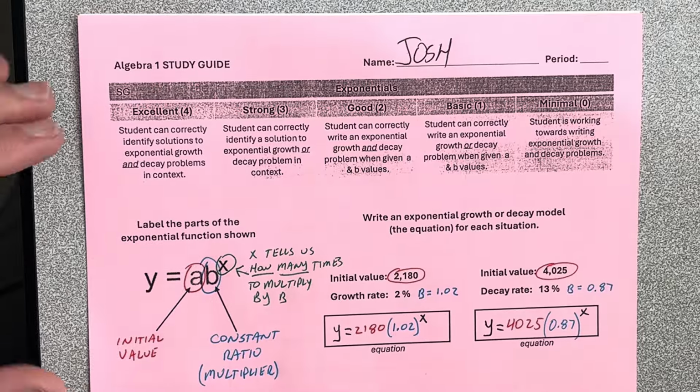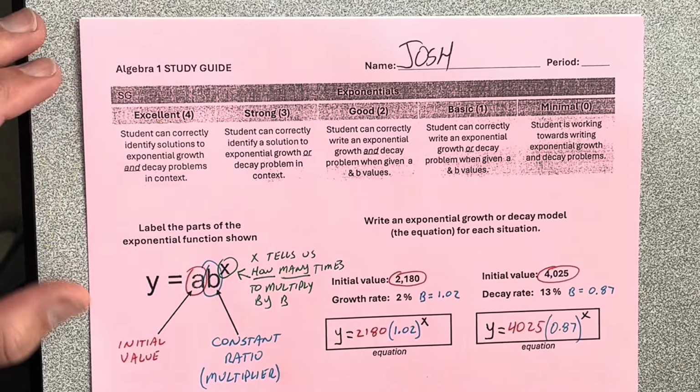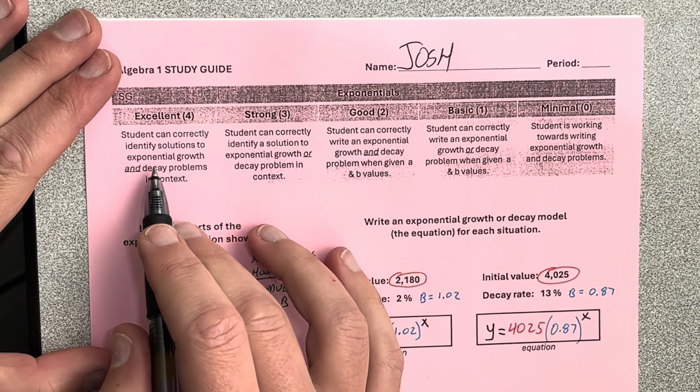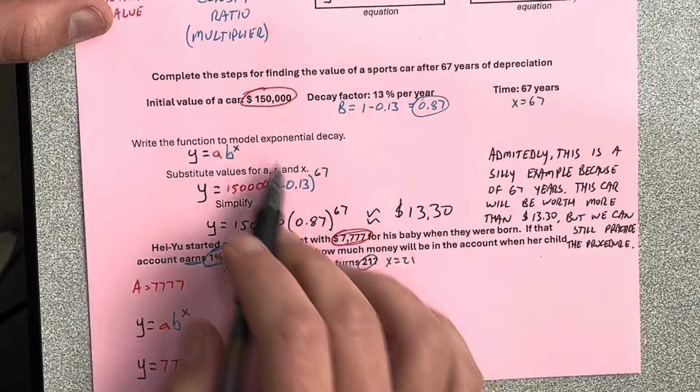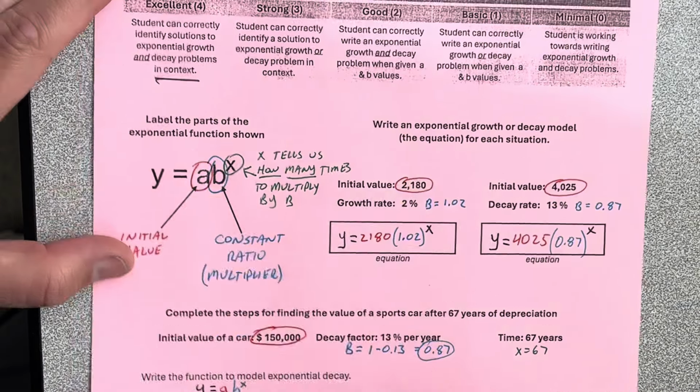It's all about exponential growth and decay. You can see the rubric here on the top. To get a 4, correctly identify solutions to exponential growth and decay problems in context. So that's like these two examples at the bottom that we'll get to.